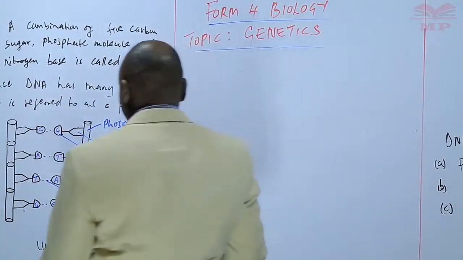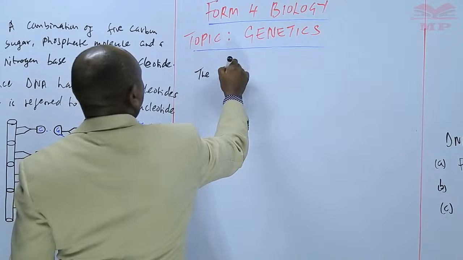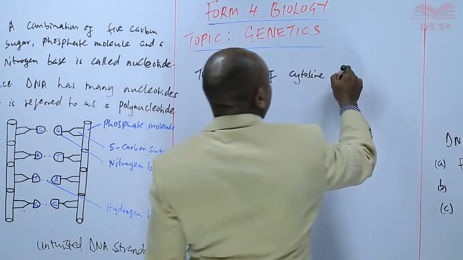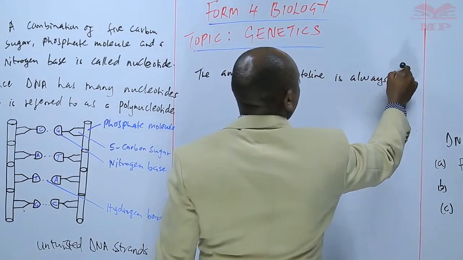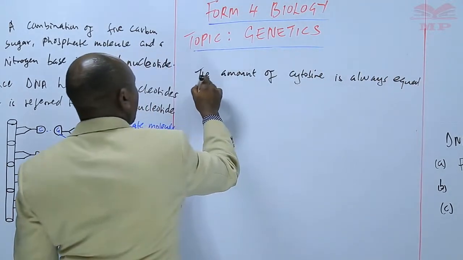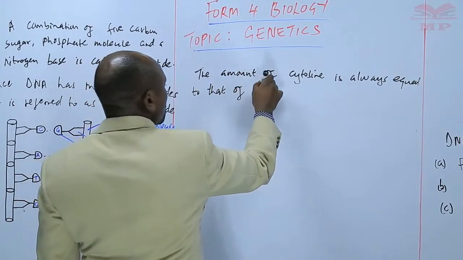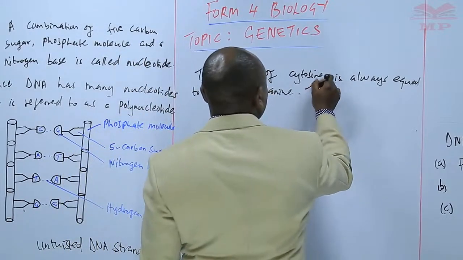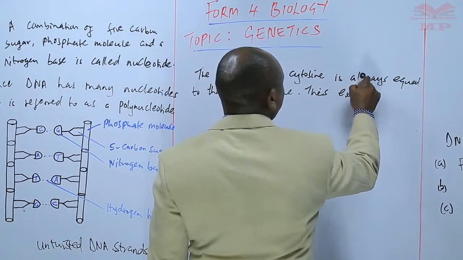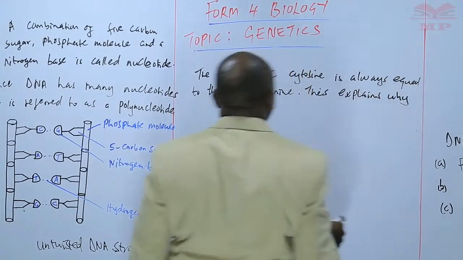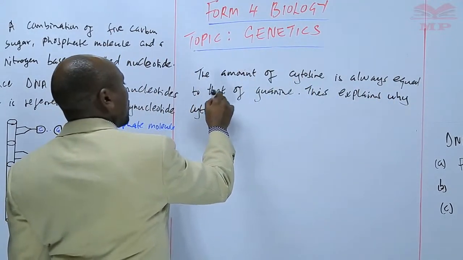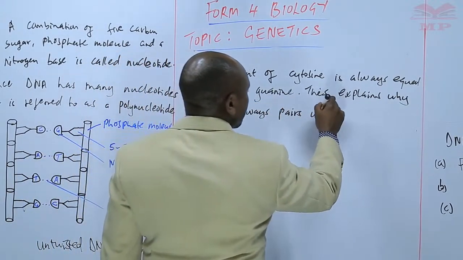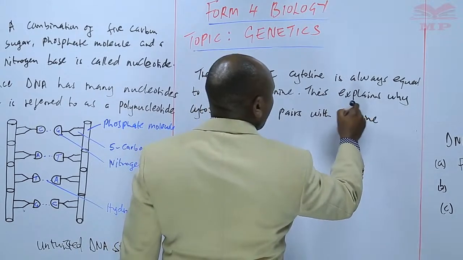So we can say that the amount of cytosine is always equal to that of guanine. And this explains why cytosine always pairs with guanine. Cytosine always pairs with guanine.